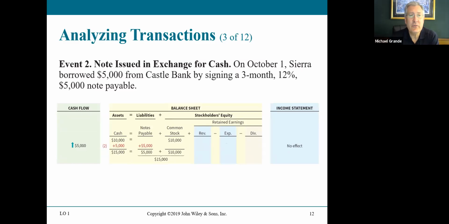Event number two. Note issued in exchange for cash. On October 1, Sierra borrowed $5,000 from Castle Bank by signing a 3-month, 12% $5,000 note payable. So what is the transaction? Sierra received $5,000 in cash and did what? Agreed to an obligation to pay $5,000, a liability. So on the left-hand side of the equation, there's an increase of $5,000. And on the right-hand side of the equation, there's also an increase in a liability of $5,000. The equation continues to be in balance.